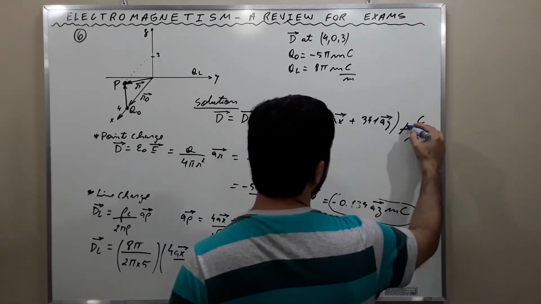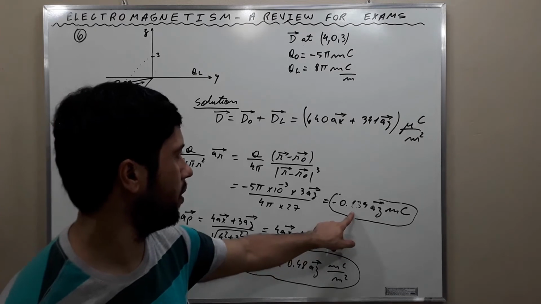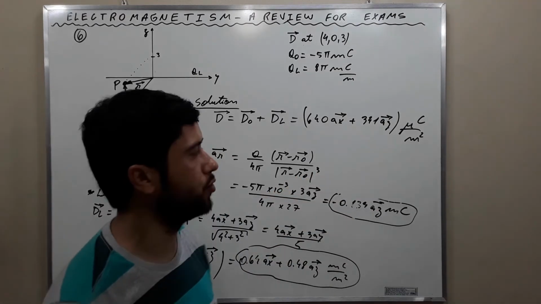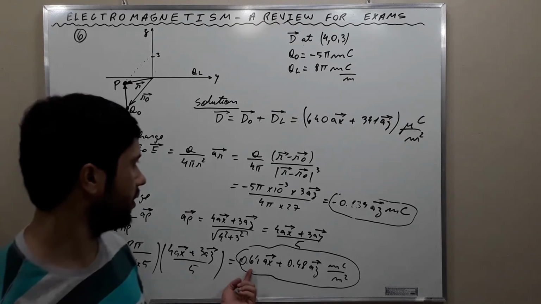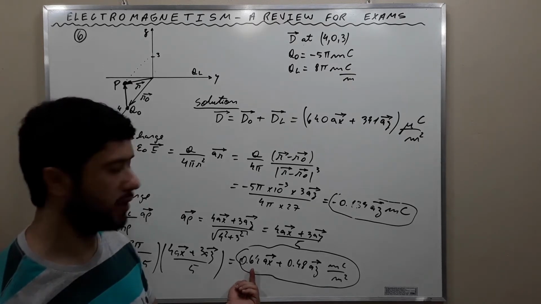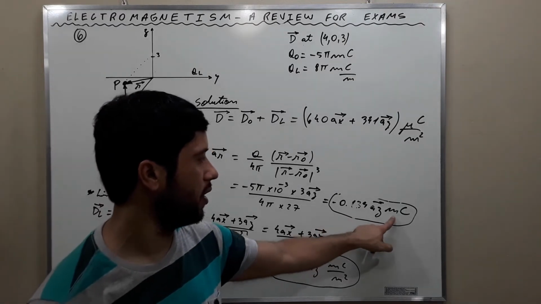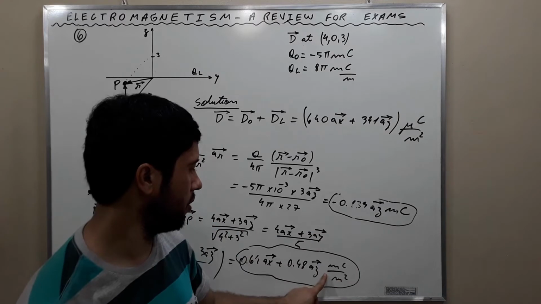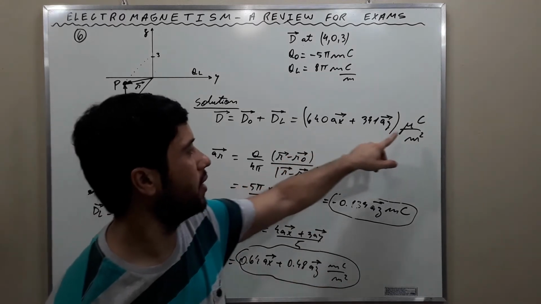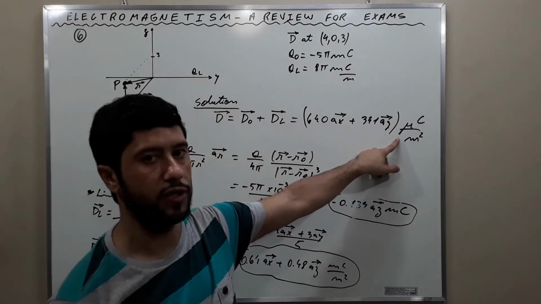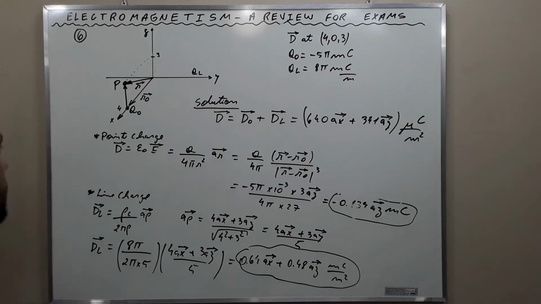This is not micro, this is a milli. This is microcoulombs per meter squared, okay? Observe that I multiplied this by 1,000. I multiplied this and this by 1,000. Here it was in millicoulombs per meter squared, multiplied by 1,000 for a better visualization. And this is not in millicoulombs, this is in microcoulombs, okay? This is the solution of exercise 6.